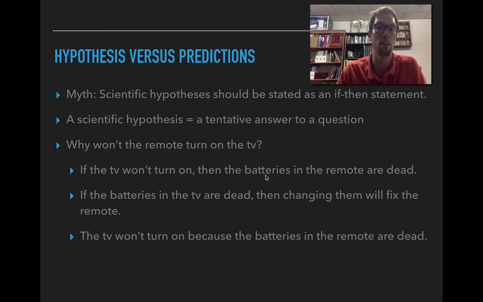and this is really sort of an observation and then your hypothesis. So this really isn't even a prediction. In the second one, it's really more of a prediction. If the batteries in the TV are dead, then changing them will fix the remote. So this would be a prediction that would come from the hypothesis that the batteries in the remote are dead. And then the final one, the TV won't turn on because the batteries in the remote are dead. So the batteries in the remote being dead in this example are your actual hypothesis.